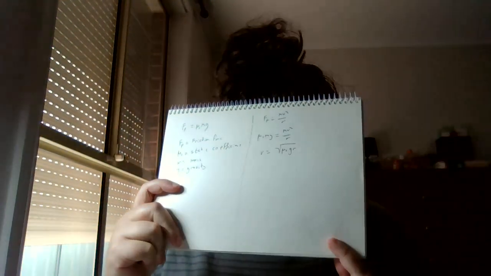F f equals m v squared over r. Mu s m g is equivalent to m v squared over r. V is equivalent to the square root of mu s g r. So I'm just reading the information that's on either side of this formula, explaining what it actually means.